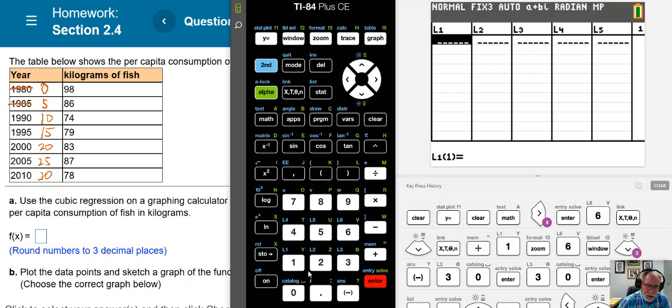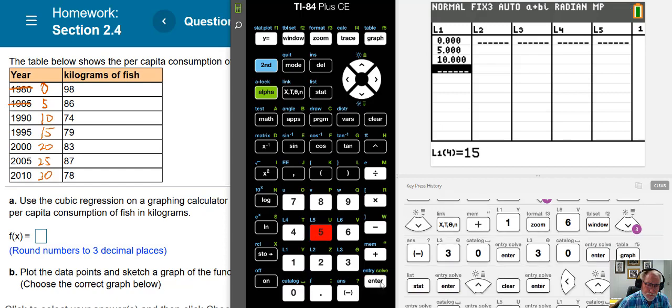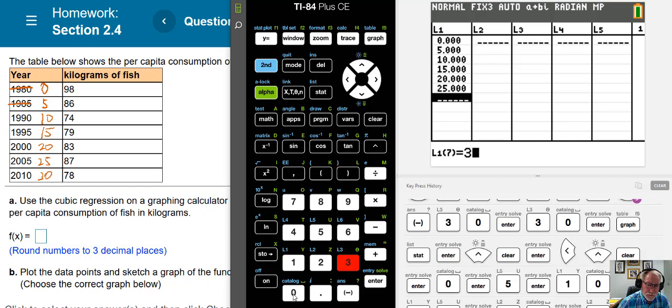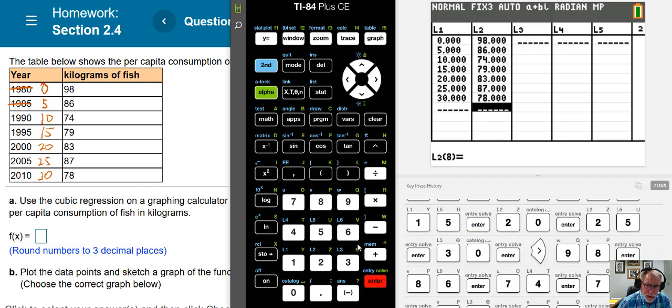On the left side, I've got 0, 5, 10, 15, 20, 25, and 30. I'm going to cursor over to list 2, L2, and I'm going to type the numbers on the right. Before I exit, I'm going to make sure I have the numbers matching up like they are in the table.